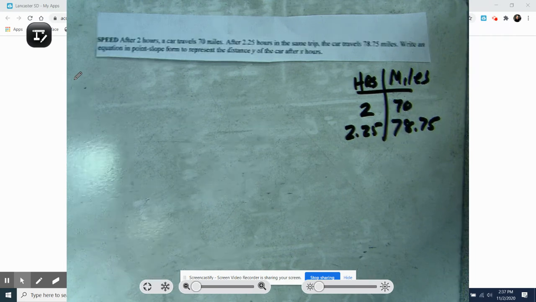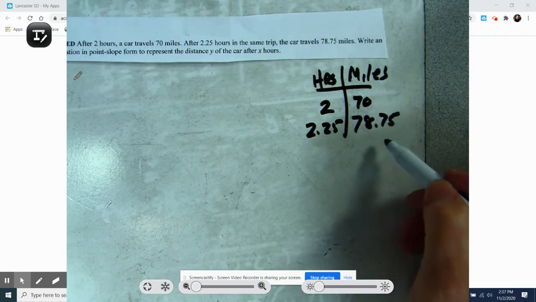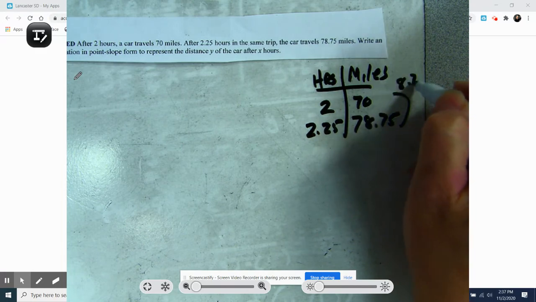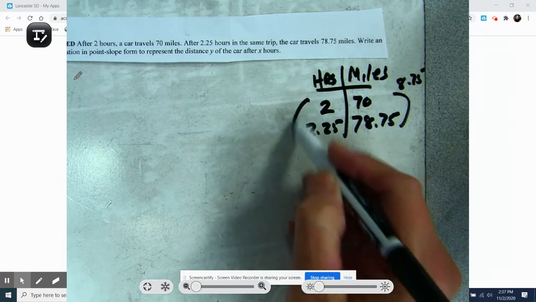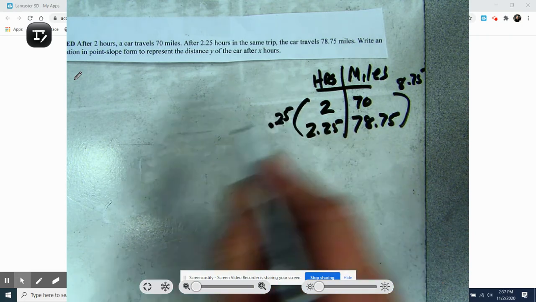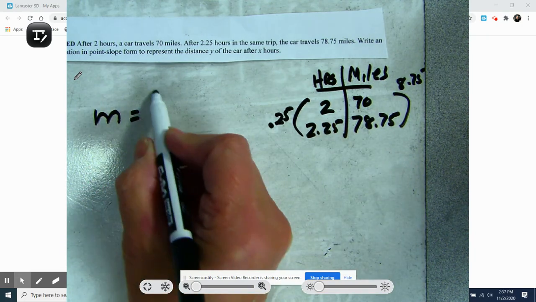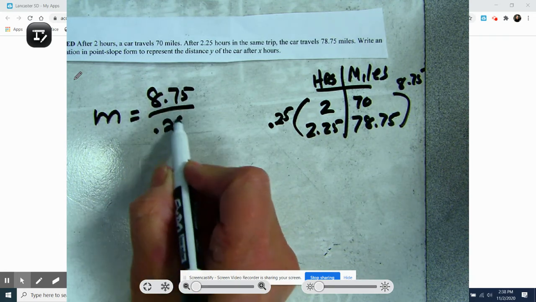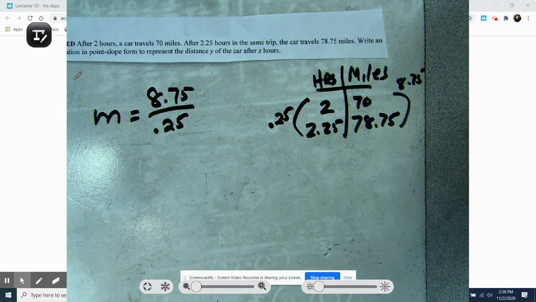I can find my slope. So 70 to 78.75, this is going to be an increase of 8.75. Over here from 2 to 2.25 is going to be an increase of 0.25. So m equals 8.75 divided by 0.25. So you're going to put that into your handy dandy little calculator.